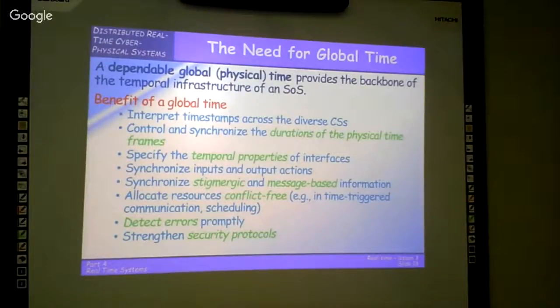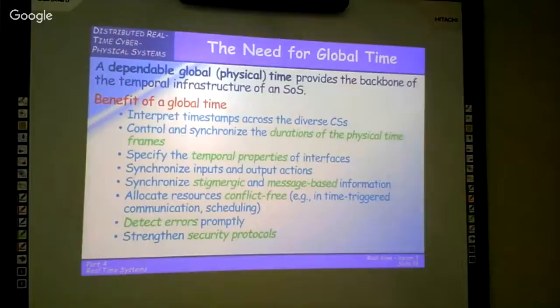I can make a TDMA if I have a global clock notion. Otherwise, what does TDMA mean? Time division multiple access. Each participant knows when it's its own turn to transmit and which other component is transmitting in any fraction of time. They must all have the same time frame. For that you need synchronized clocks.